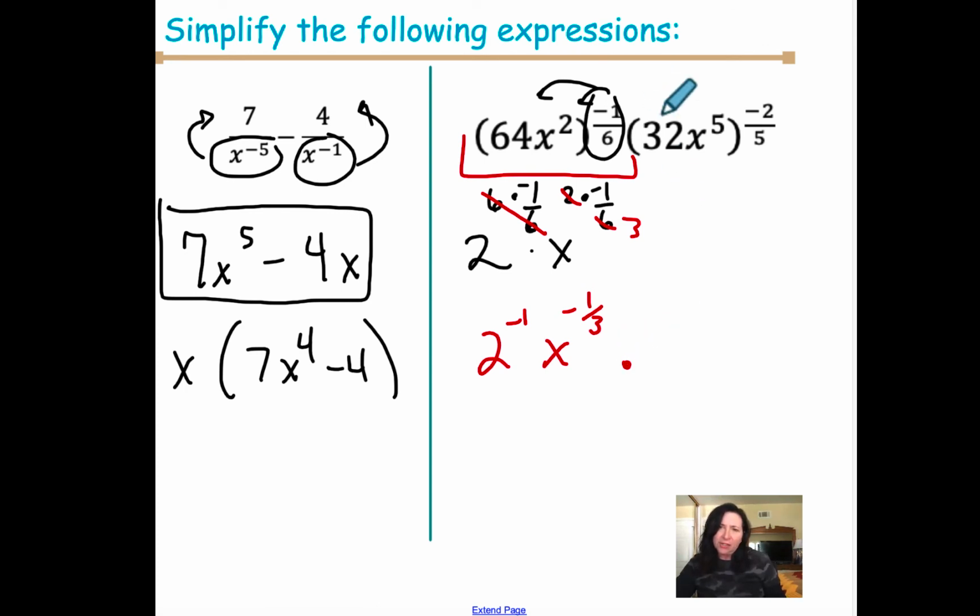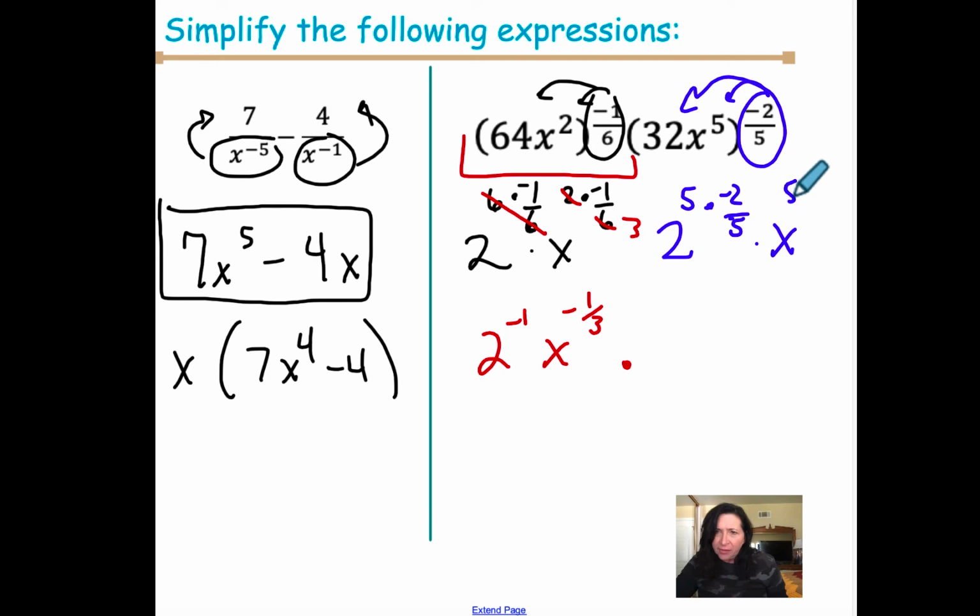Times, and so then let's deal with this 32. 32 is actually 2 to the 5th power, and I see this negative 2/5. That's going to be multiplied, so that's times negative 2/5, and then times x to the 5th to the negative 2/5. So my 5s are going to cancel here and here. I'm left with 2 to the negative 2 times x to the negative 2.